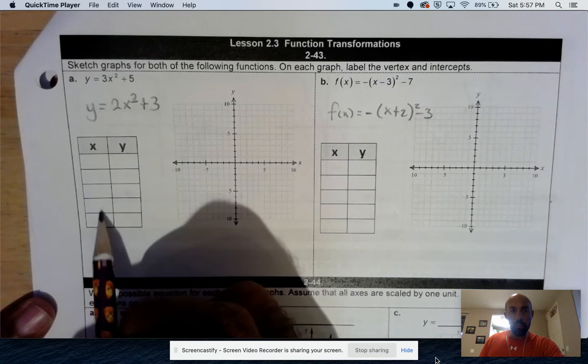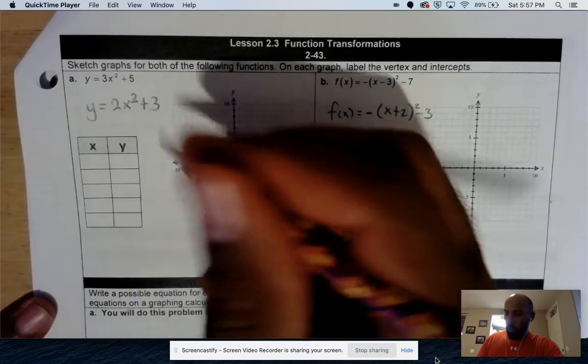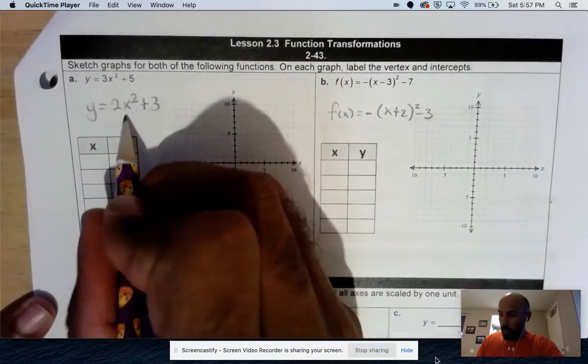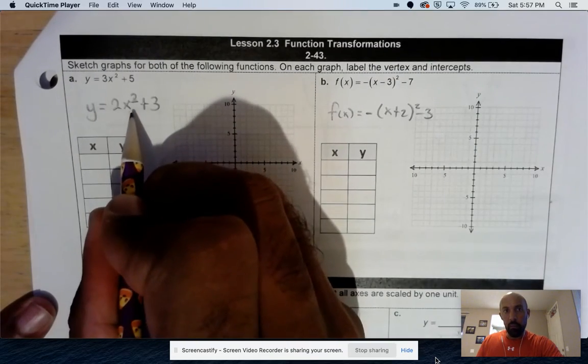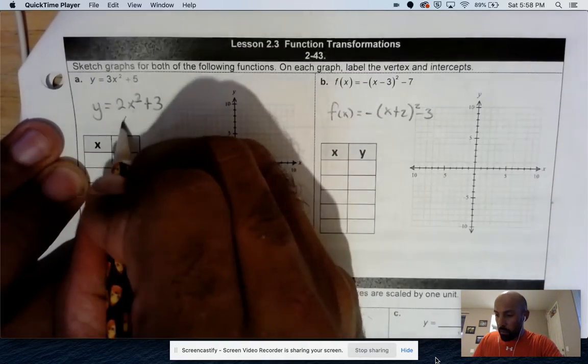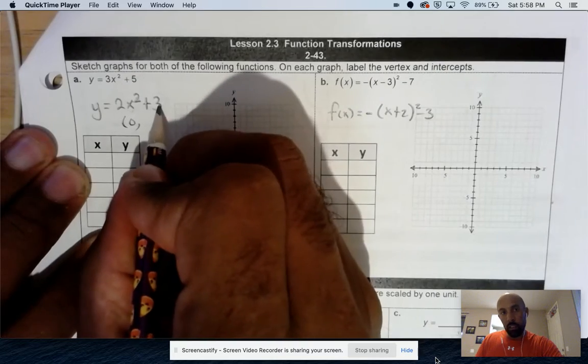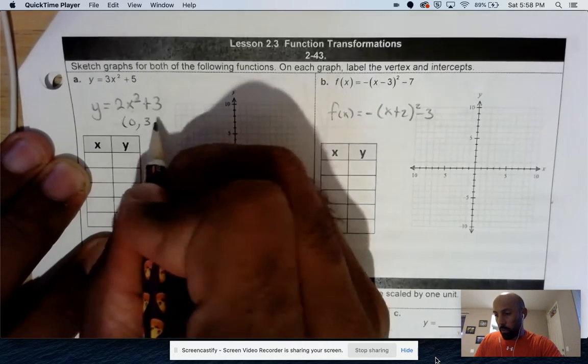So what I'm going to do for the x values, because you might be wondering, well, how do I choose my x values? Well, I know that's going to be right in the middle, and the reason I know that is because when I look at the function, there are no parentheses here. That means that the x value for the vertex is 0, and then that's the outside value, the k value, which is 3.